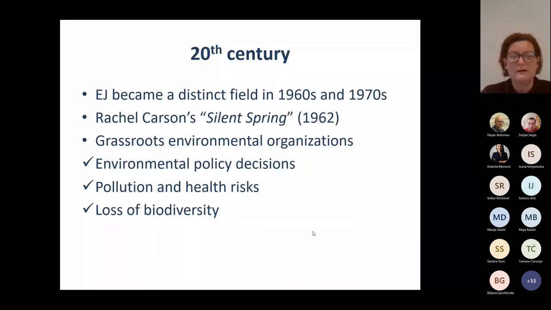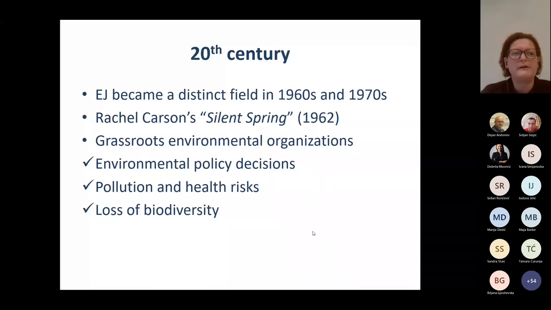In the beginning and late 20th century, environmental journalism and environmental communication became a distinctive field. There was a book, maybe you have heard of it, called Silent Spring, written by Rachel Carson, a famous author and biologist. In this book, she wrote about the risks of pesticides to human health. At this period there was a great awareness among the public regarding the effect of pesticides on their health.